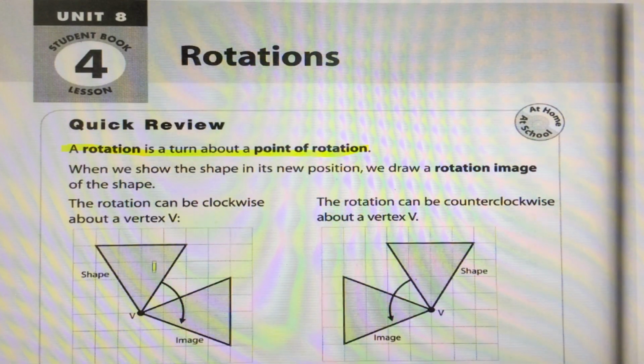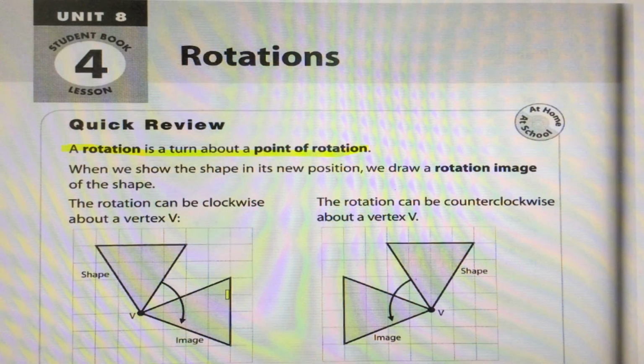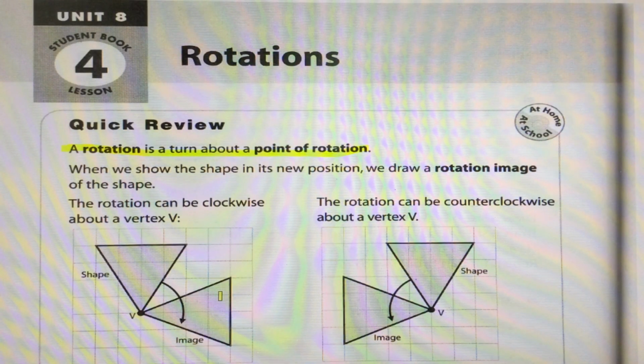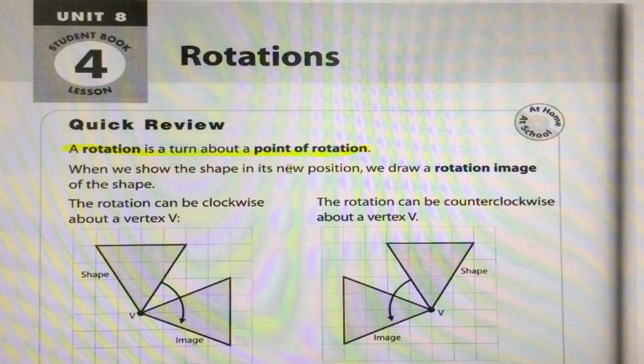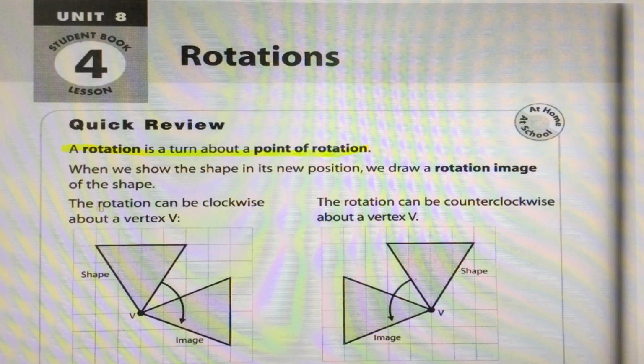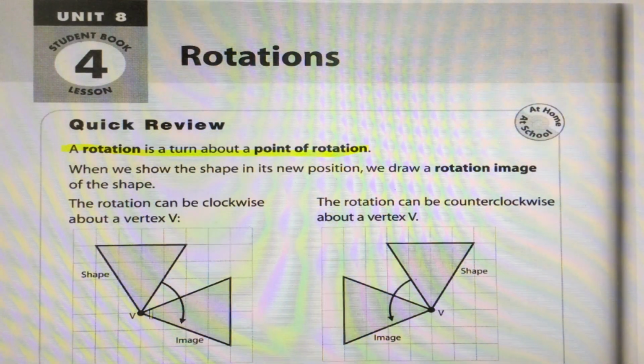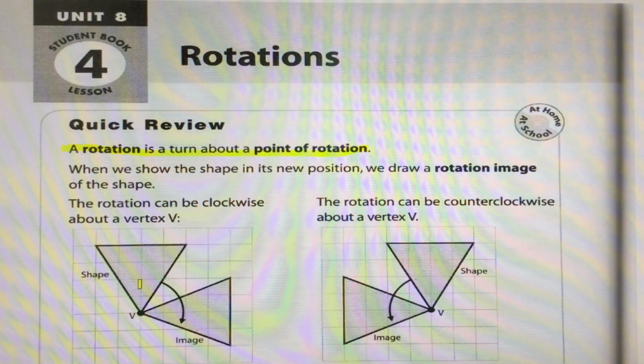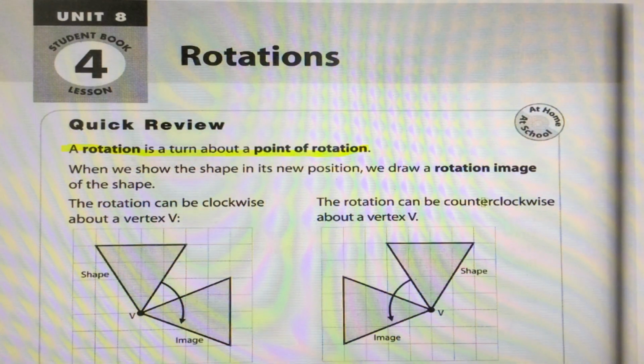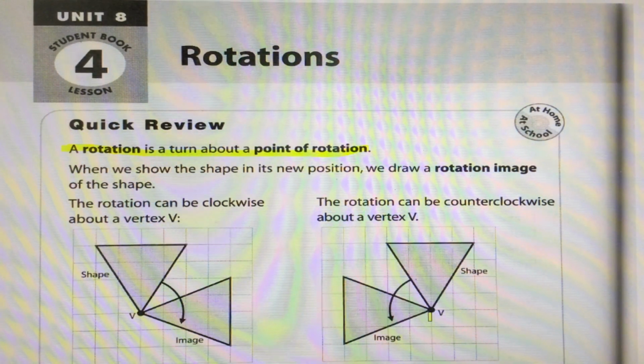So our shape is what we start with. Our image is what we are going to rotate to. It says now when we show the shape in its new position, we draw a rotation image of the shape. The rotation can be clockwise about a vertex V. There's our vertex V, and we're rotating it clockwise.